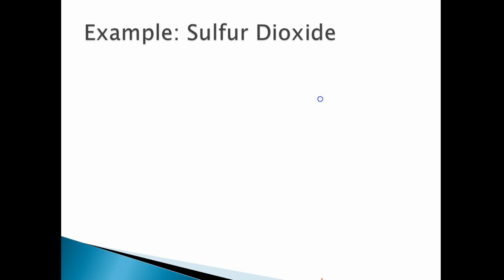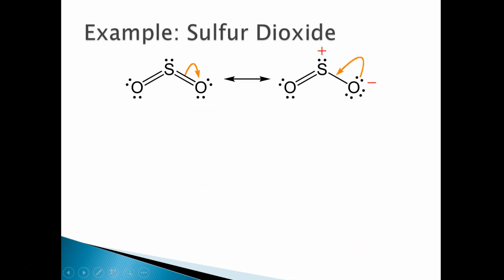All right, so a good example here is sulfur dioxide. Sulfur dioxide has two possible Lewis structures, one with a central sulfur atom double bonded to two oxygens, and the other with the central sulfur atom double bonded to one oxygen and single bonded to the other. To calculate the formal charge for each molecule, we have to go through and calculate the formal charges for each atom in the molecule.